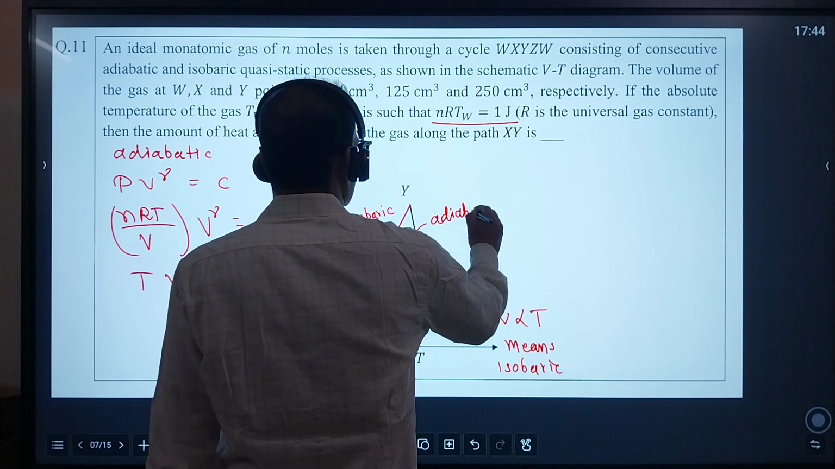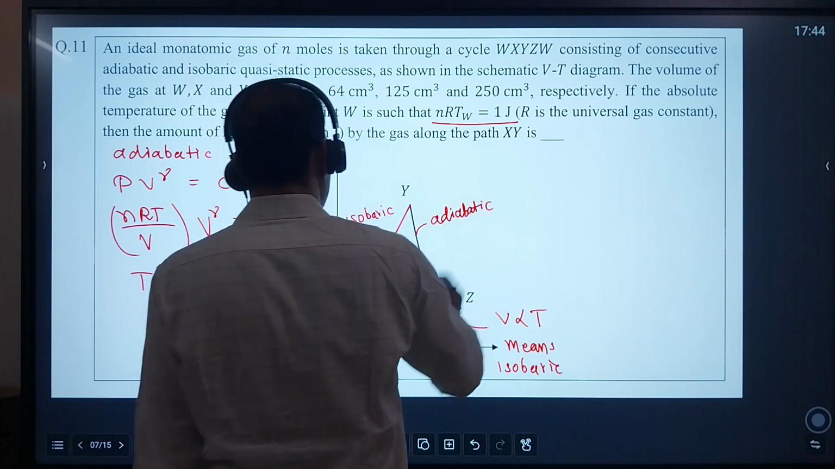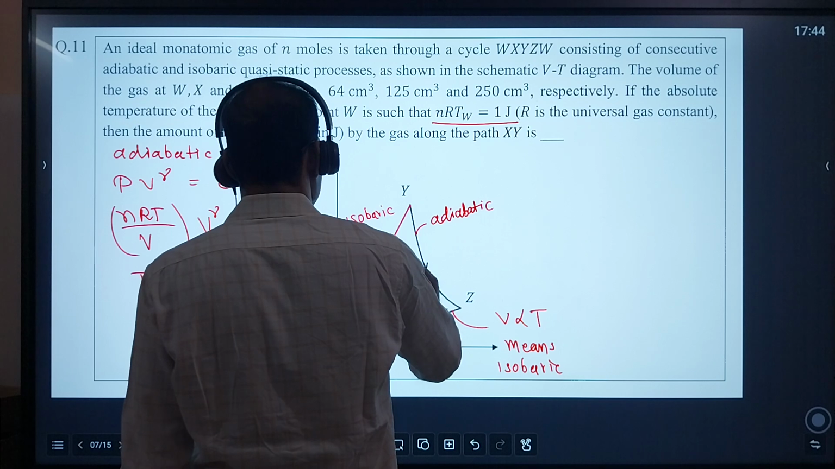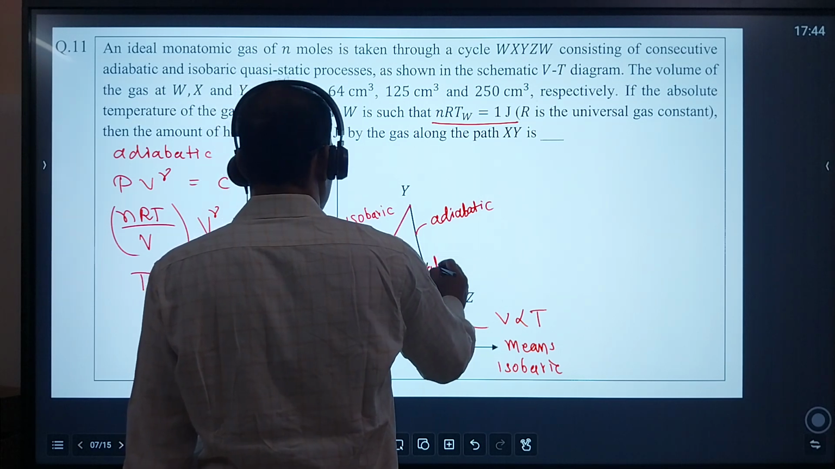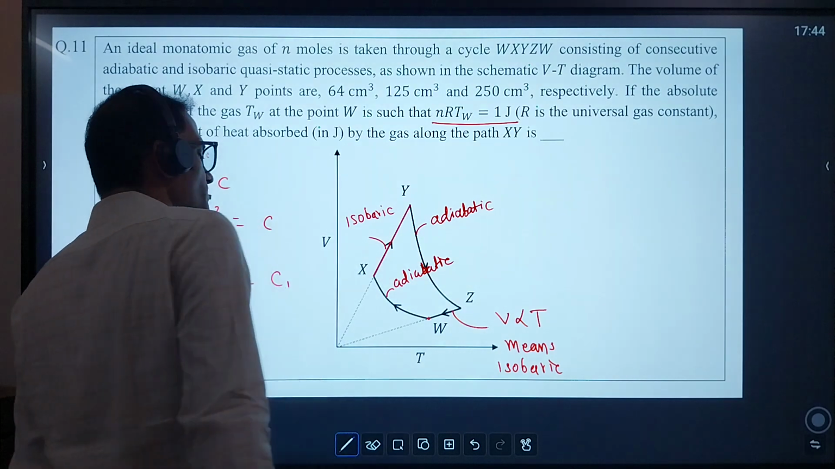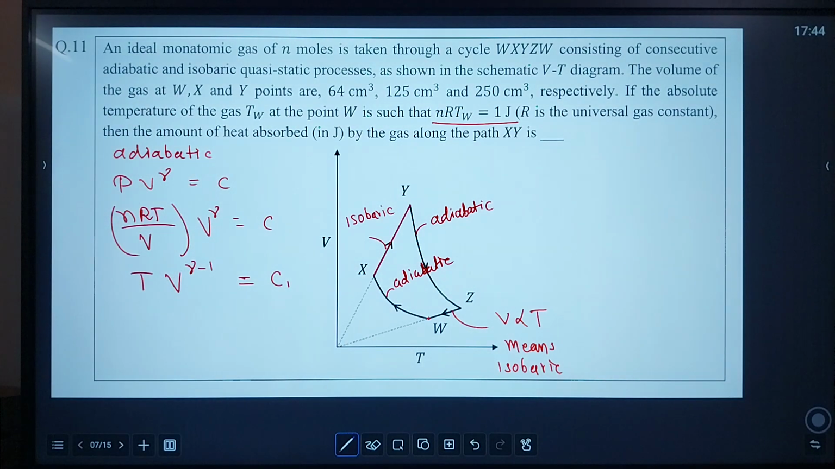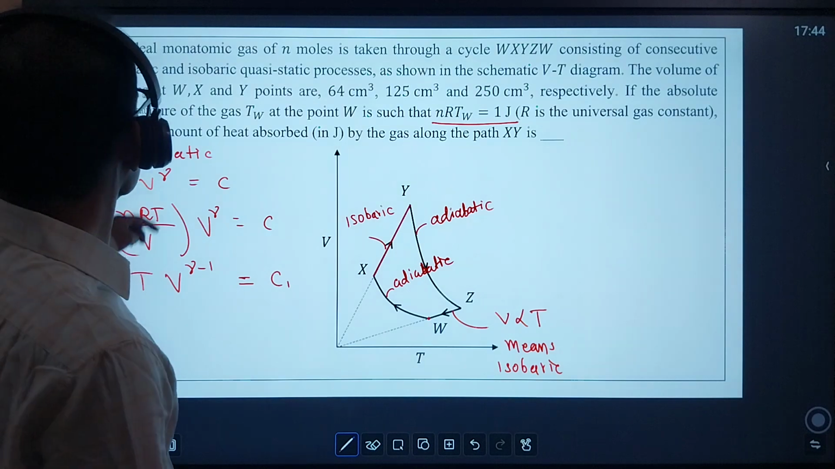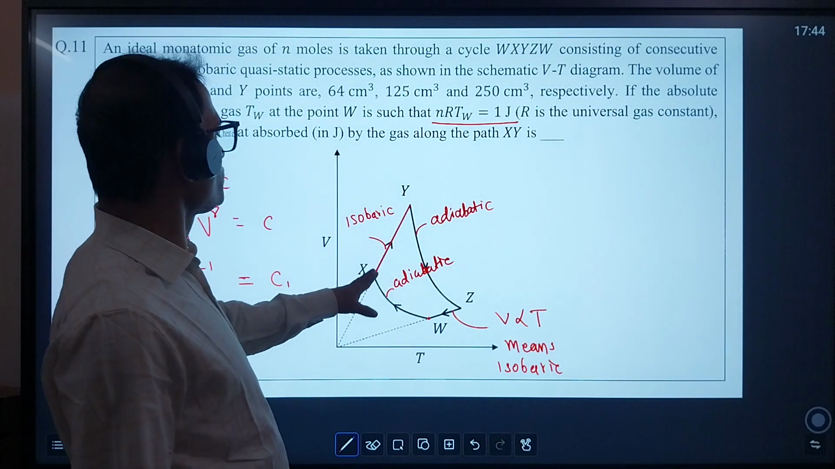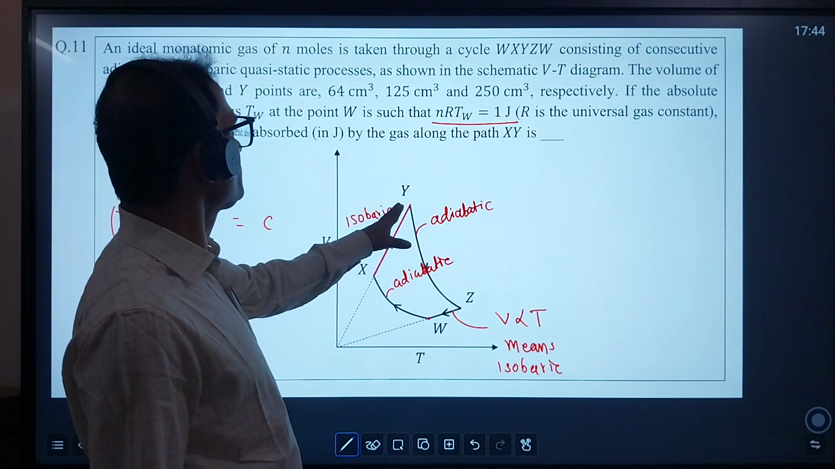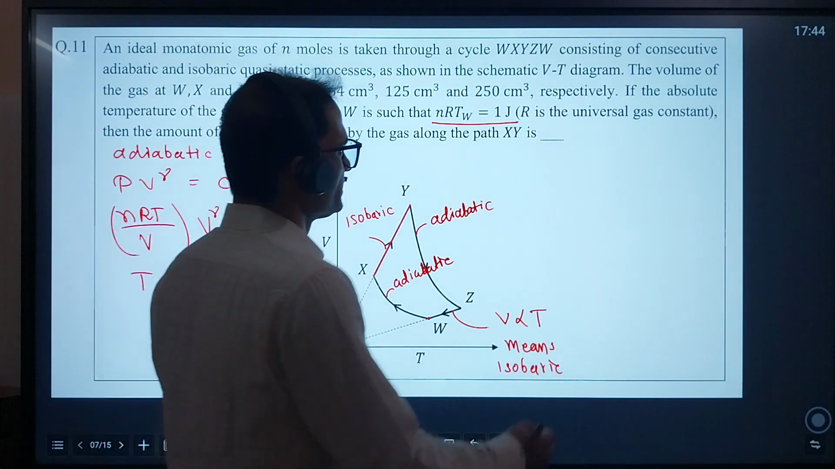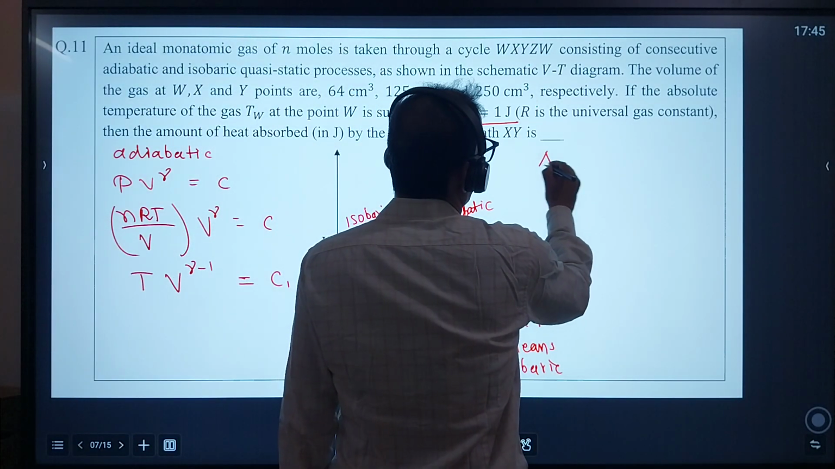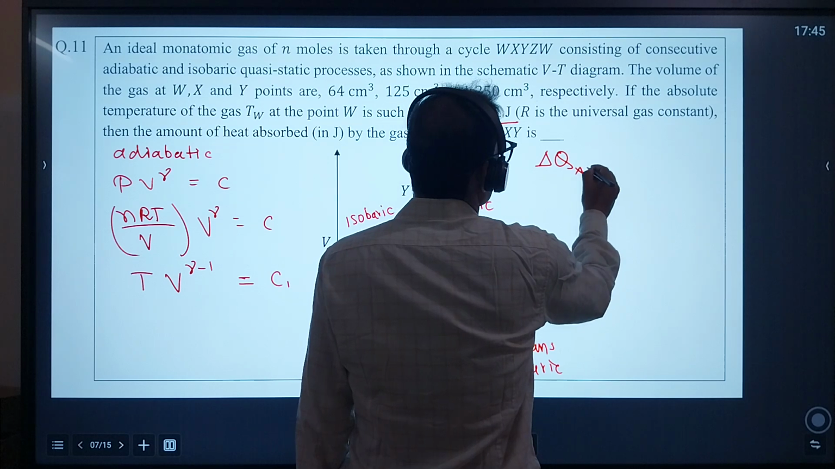Okay, so this is also adiabatic and this is also adiabatic. These two things are adiabatic. And what we have to find is the amount of heat absorbed by the gas along x to y. So basically we have to find delta Q for x to y.